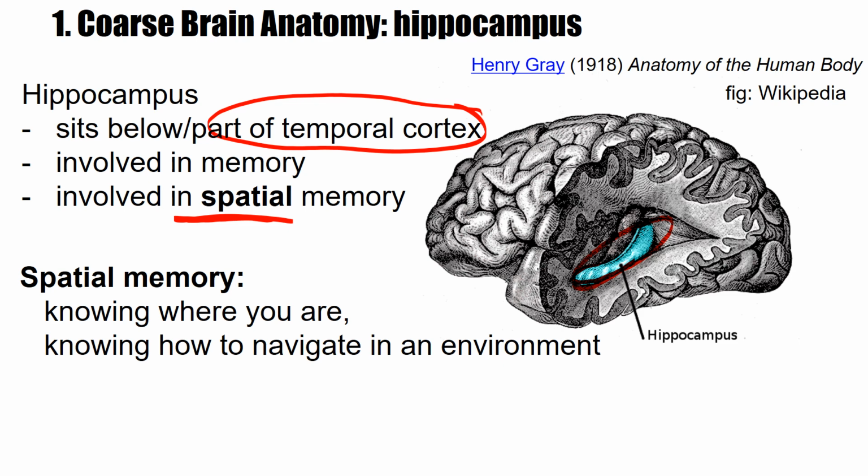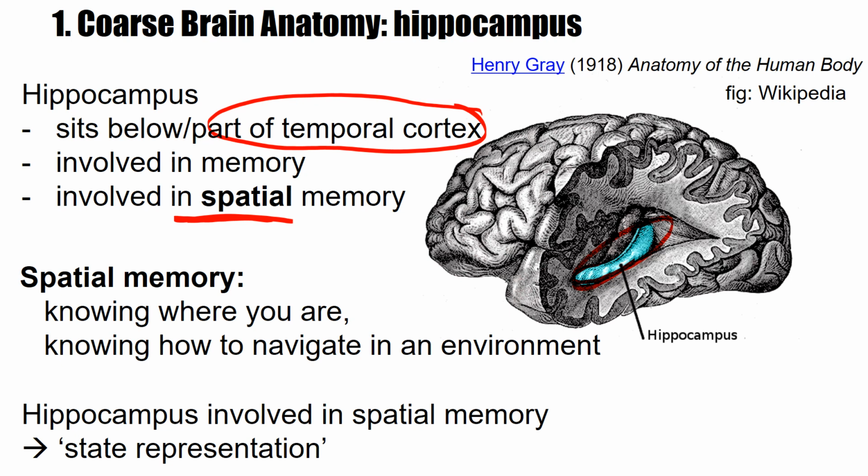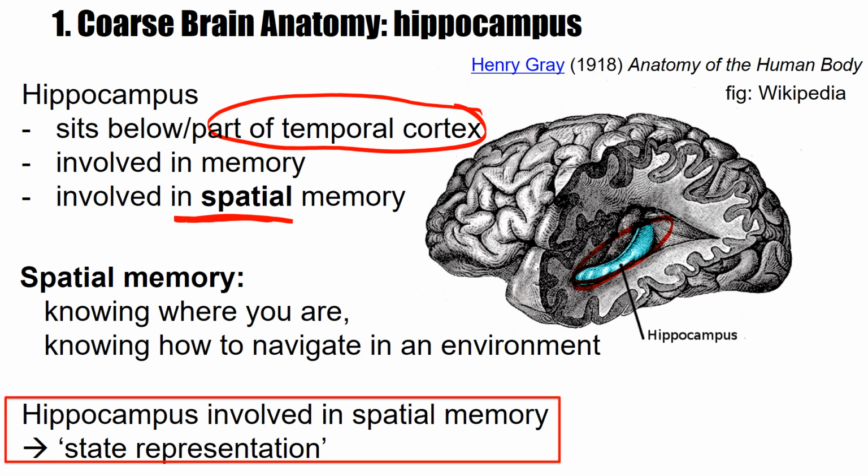Now, what is spatial memory? It means knowing where you are right now, or knowing how to navigate in an environment. So, since hippocampus is involved in spatial memory, it's a candidate to represent the position where we are. That means to represent the current state. Another important candidate for our relation between the brain and reinforcement learning.